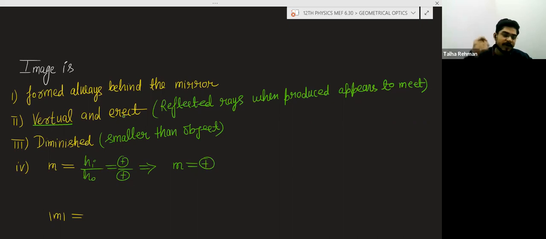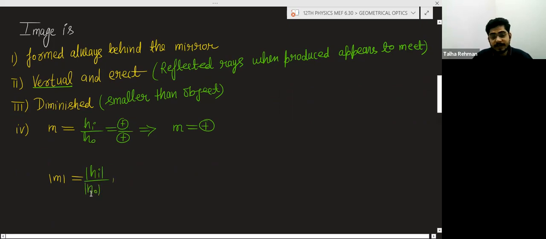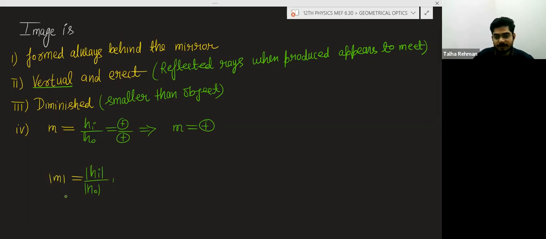Now magnitude of the magnification. For the magnitude of the magnification, we know that we will apply mod height of the image divided by height of the object. In this case, height of the object is greater than the height of the image. Means this value is greater than this value. Means this value must be less than 1. If I am writing 5 divided by 10, denominator is greater than the numerator, then this value will always be less than 1. So you can say the magnitude of the magnification is less than 1.